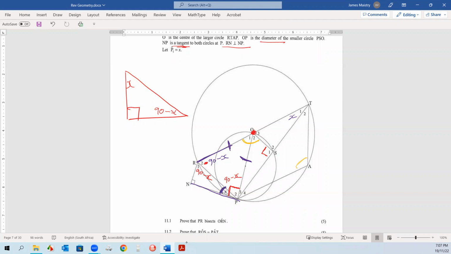This is the chord RP. Tan chord theorem, sir. Remember that's a radii. So if T1 is x, which is the other angle equal to x? P3, sir. Well done. Now you're seeing something.